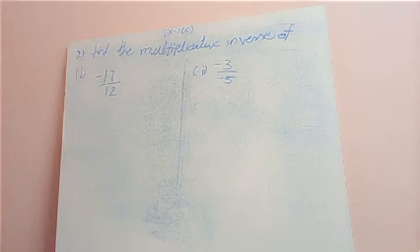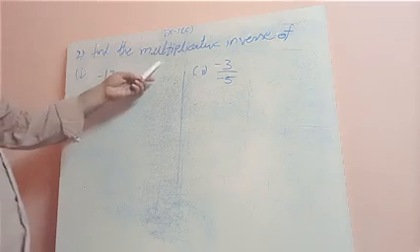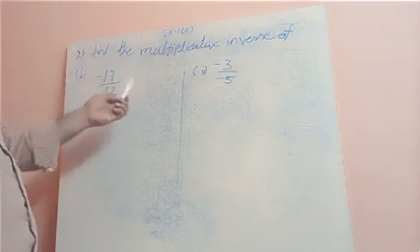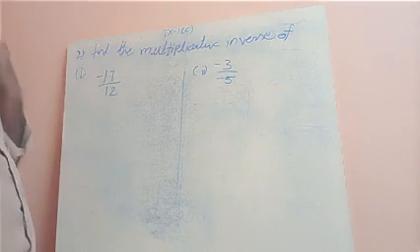Inverse means opposite. The opposite word, in fraction form, we call the reciprocal. So we have to take that reciprocal. Multiplicative inverse means that after taking the inverse and multiplying, we will get the answer 1. How to do that? See once.